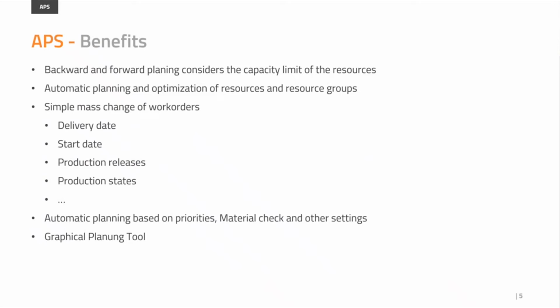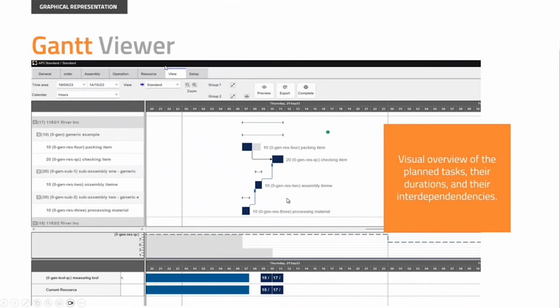I can work with different automatic planning tools, and I can set something up that works with priorities so that I can prioritize urgent or high priorities. I can work with material checks. Is the material really there, or is it maybe late, so I need to reschedule? And there are lots of settings. And of course, I also have the graphical planning tool, the Gantt viewer, which we will see in the next slide.